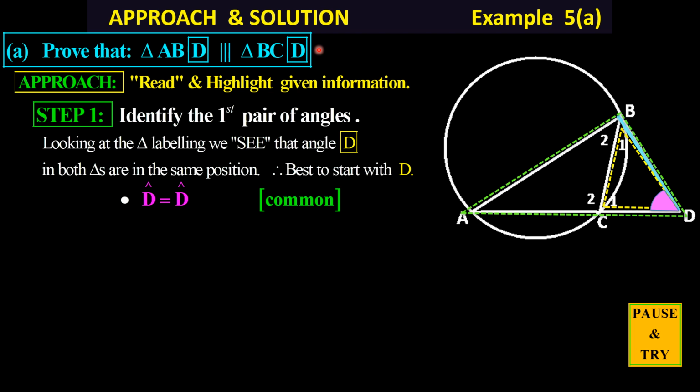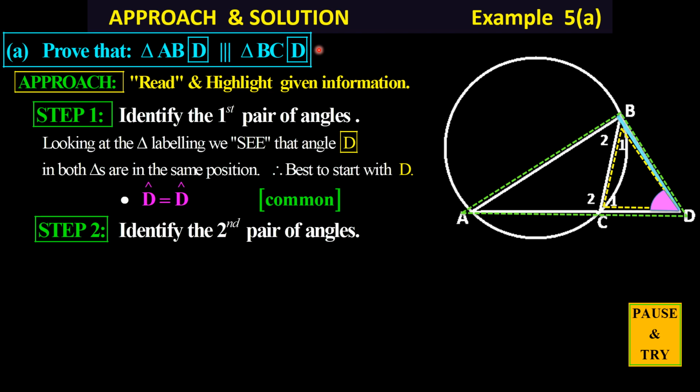Second one, we need to get another angle. But we mustn't forget, you see that BD? What is that BD? That's correct. It's a tangent, right? And there we can use the tangent chord theorem. So our second pair would be angle B1 equal to angle A. There's B1 and angle A. Do you see the tangent chord theorem? That's correct. And you write down the reason, tan chord.